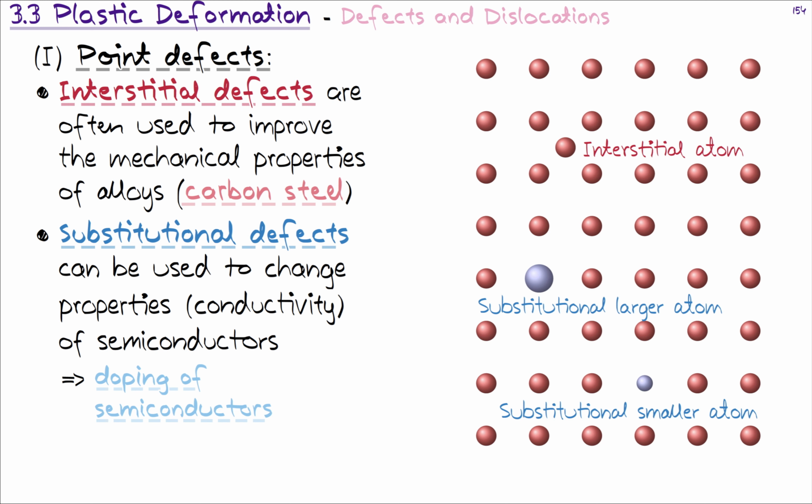And all of these things are really based on being able to dope semiconductors accordingly. So we are really, intentionally, adding defects into the semiconductor structure, and that will dramatically change the properties of the materials. So these are just some examples.